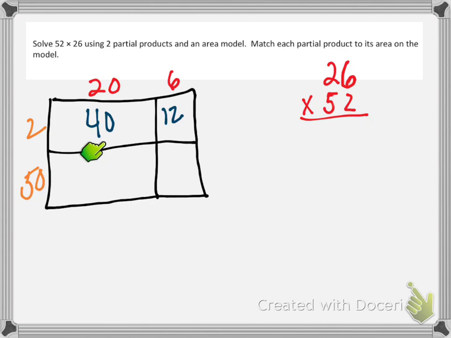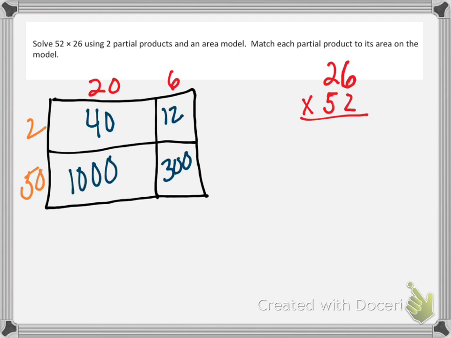Now we're doing 50 times 6. 50 times 6 is 300. Then we do 50 times 20. 50 times 20 is 1,000.